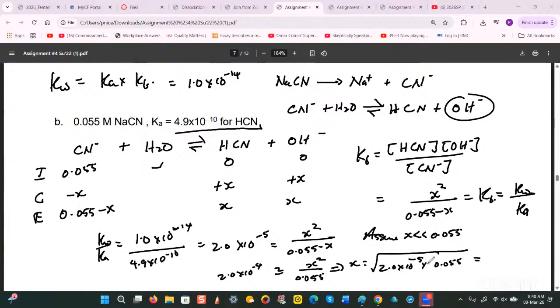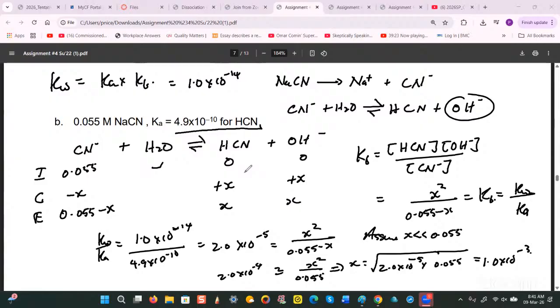Okay, so let me correct that. 2.0 times 10 to the minus 5 times 0.055. And then I find the square root of that. So when I found the square root of that, I got 1.0 times 10 to the minus 3. All right? So that would be x, which would be equal to the concentration of OH minus.